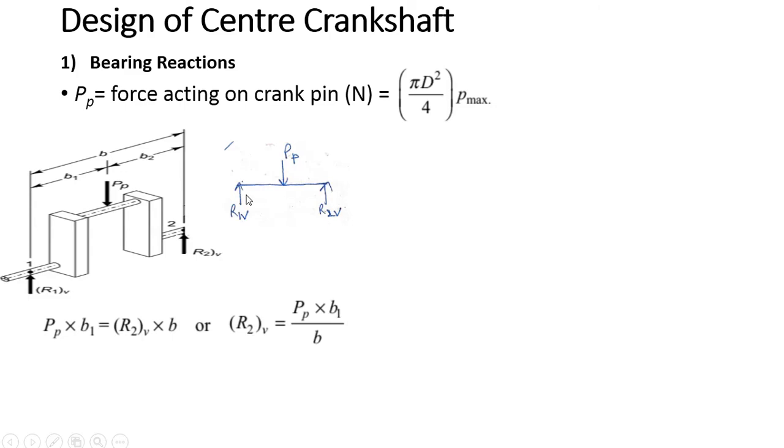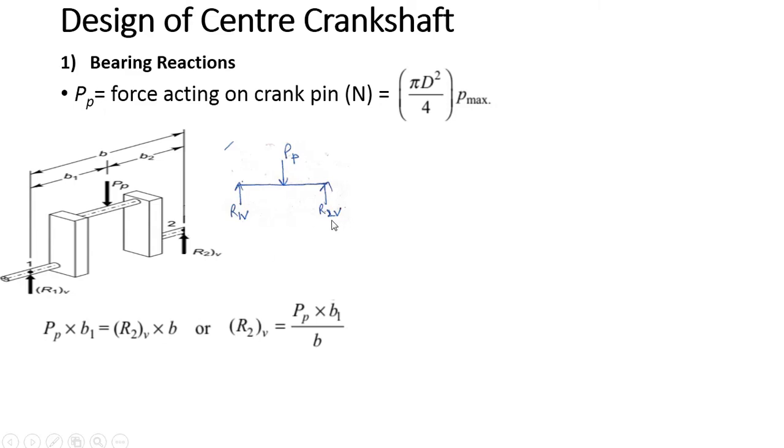So we will take any point as a reference and take the moment about that point. Let's say I have taken the moment about this bearing 1, then it will be equal to what? PP into B1, this distance is B1, that is clockwise, and this R2V into B, this distance is total B, it is anti-clockwise. So clockwise is equal to anti-clockwise, so you will get the value of R2V.